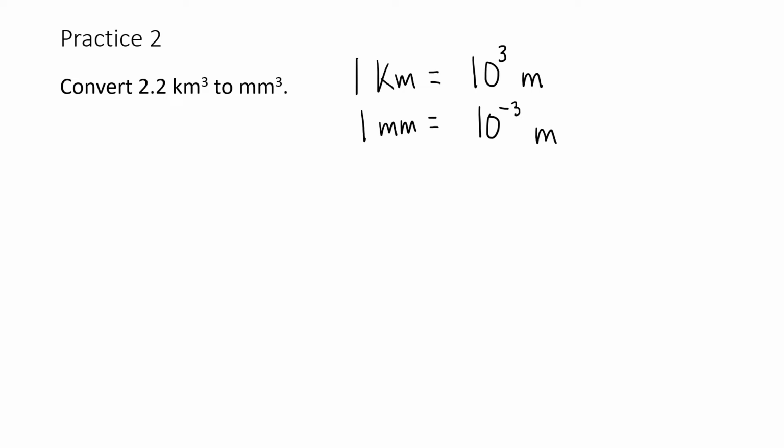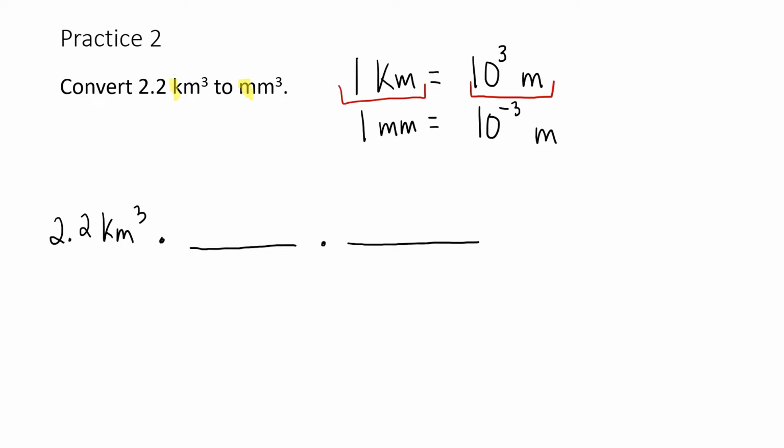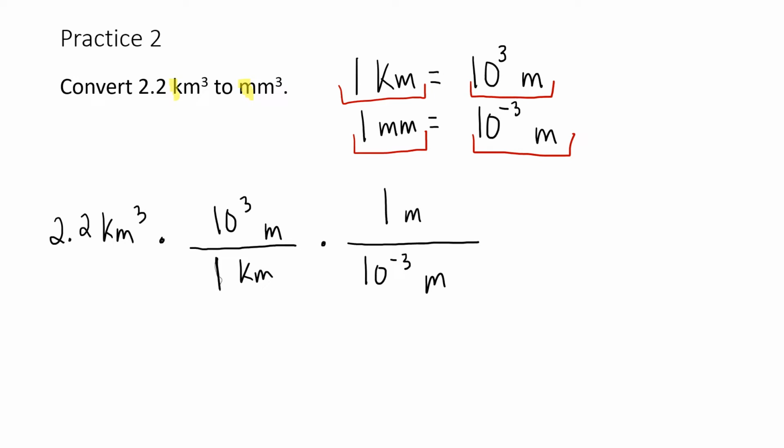Now that we have these two relationships, we can rewrite our problem. 2.2, the number we're converting, 2.2 cubic kilometers. Remember, if we have 2 prefixes, we need 2 conversion fractions. So we're going to multiply by a fraction here and by another fraction, and we fill these fractions with these relationships. We want to go out of cubic kilometers and into meters, so I'll write 10 to the third meters up top. And then eventually we'll go out of the meters and into the millimeters, so I'll write the 10 to the negative 3 meters below and the 1 millimeter up top.